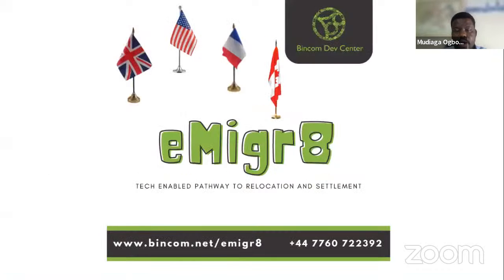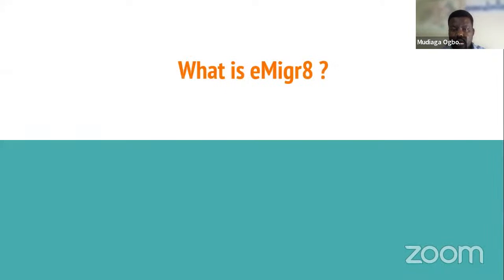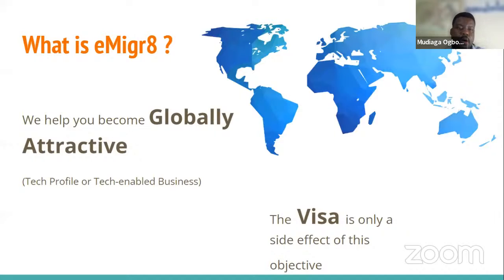And we promise they will have enough information that they can build their tech journey on. So again, what is eMigr8? We help you become globally attractive, right? At eMigr8, what we do is to build people and build a profile in such a way that they become globally attractive. What we are focused on is tech profile or tech-enabled businesses. So we build profiles, we build individuals, we build businesses, startup businesses to become globally attractive.